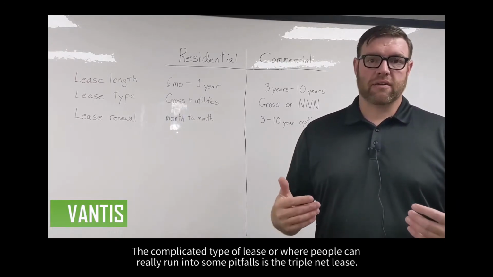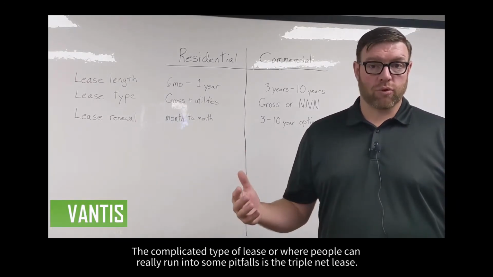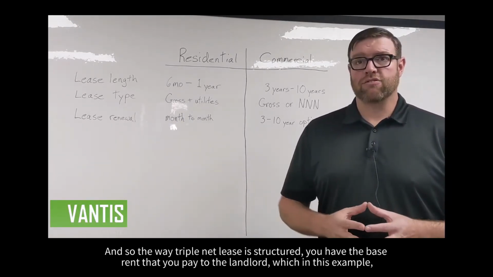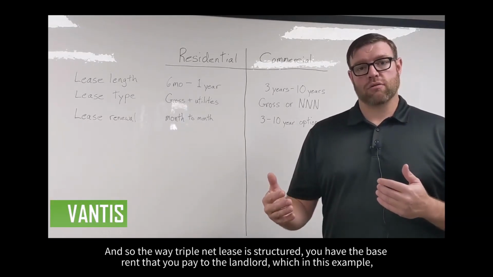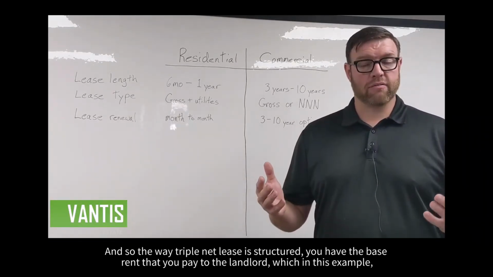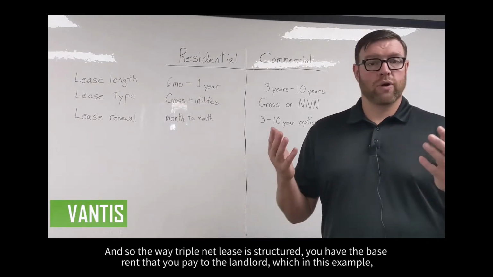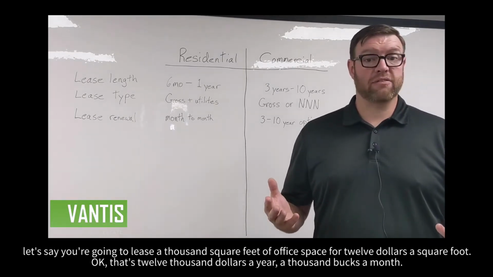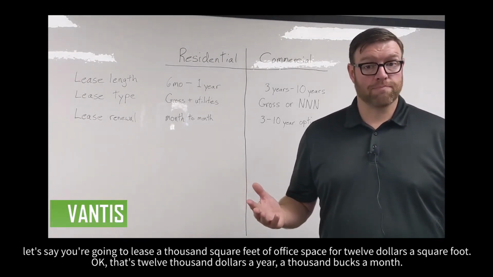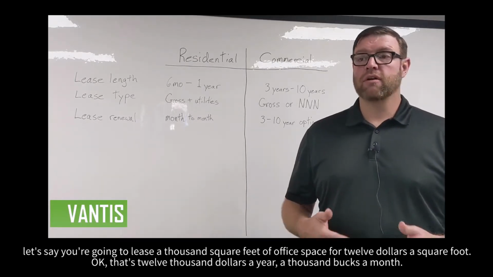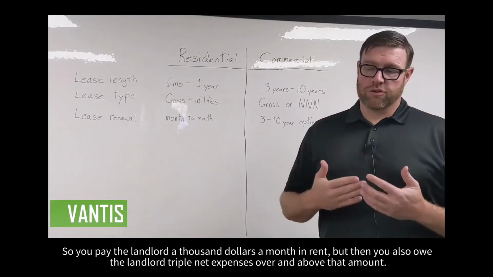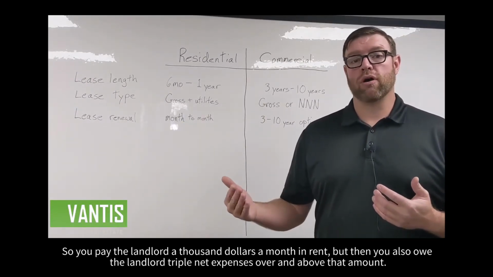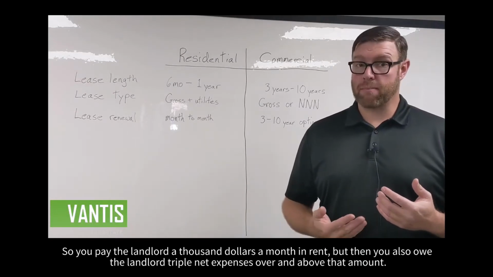The complicated type of lease, or where people can really run into some pitfalls, is the triple net lease. And so the way a triple net lease is structured, you have the base rent that you pay to the landlord, which in this example, let's say you're going to lease 1,000 square feet of office space for $12 a square foot. Okay, that's $12,000 a year, $1,000 a month. So you pay the landlord $1,000 a month in rent, but then you also owe the landlord triple net expenses over and above that amount.